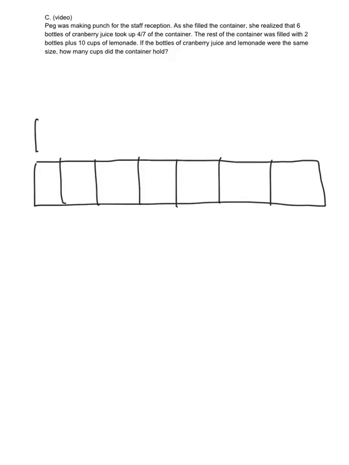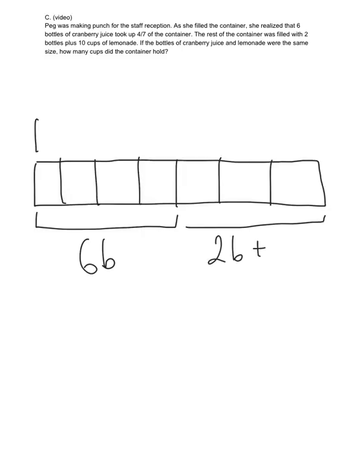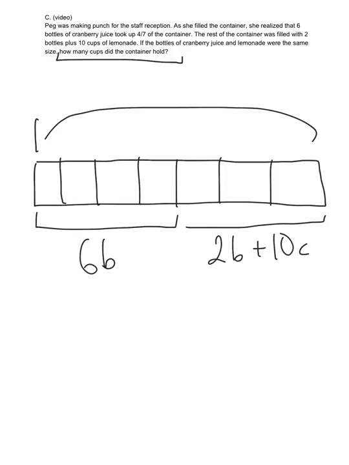So now 4 of these units right here, there's our 4, are going to be worth 6 bottles. That means that over here our 3 units are worth 2 bottles and 10 cups. Let's quickly revisit that question. How many cups did the container hold? We're trying to figure out how many cups are in this entire container. In order to do that, we really should start by figuring out the relationship between the units and the bottles.